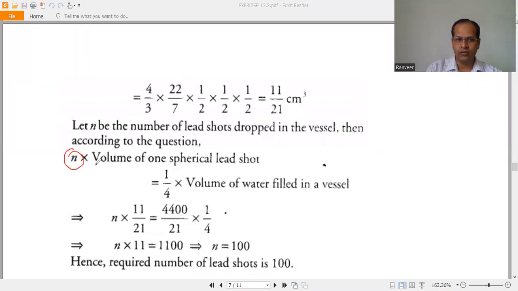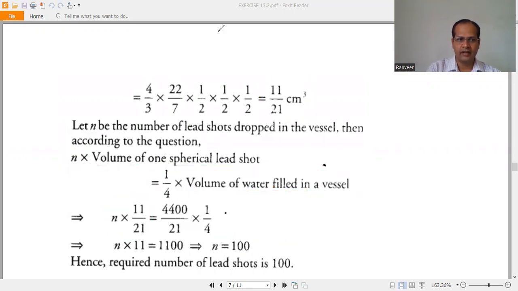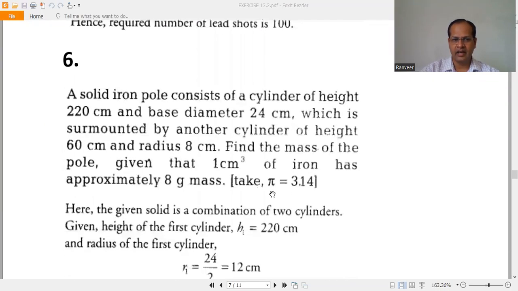So n into the volume of one spherical lead salt is equal to 1/4 of the volume of water filled in the vessel that came out. So from here, n into 11/21, that is the volume of this, equals 1/4 of the volume of water filled. After calculation, we get n equal to 100. So the number of lead salts is 100.